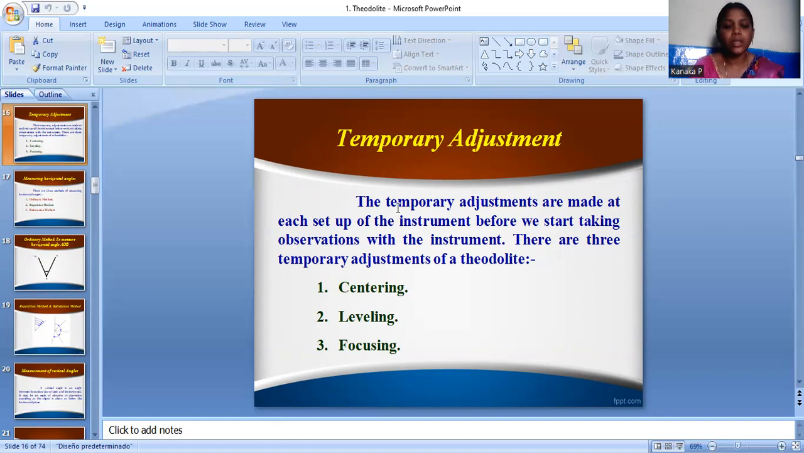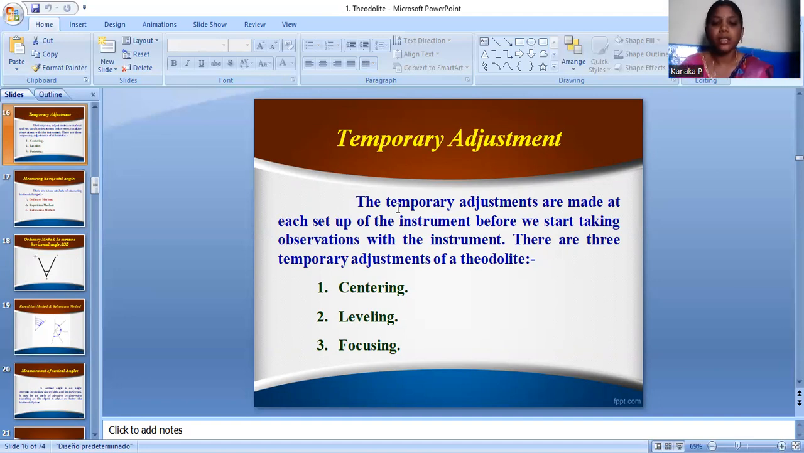Next one. Now in the second position, the plate bubble is turned through 90 degrees, such that it is perpendicular to the line joining foot screws 1 and 2. The bubble is brought to the center of the run by turning the third foot screw either clockwise or anti-clockwise. The procedure is repeated such that the bubble remains at the center of its run.